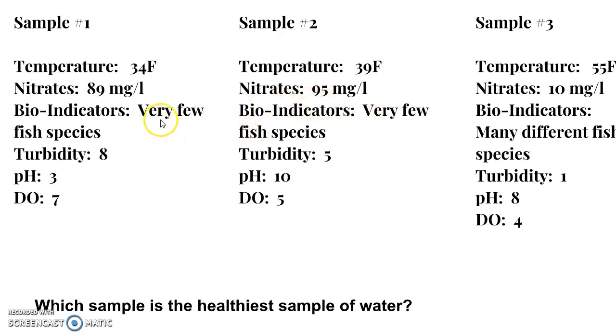Let's see, bioindicators, very few, not good. Very few, not good. Many different, high biodiversity, that's a good thing. The turbidity is 1. Keeping in mind, with turbidity, the lower the number, the cleaner the water. Your pH is kind of high, and your dissolved oxygen isn't great. But on the flip side here, your pH is super high, so that's very alkaline, and this pH is super low, that's pretty much acidic. So based upon these factors, if I had to drink one of these samples of water, I would go with 3 because it best fits into that category.